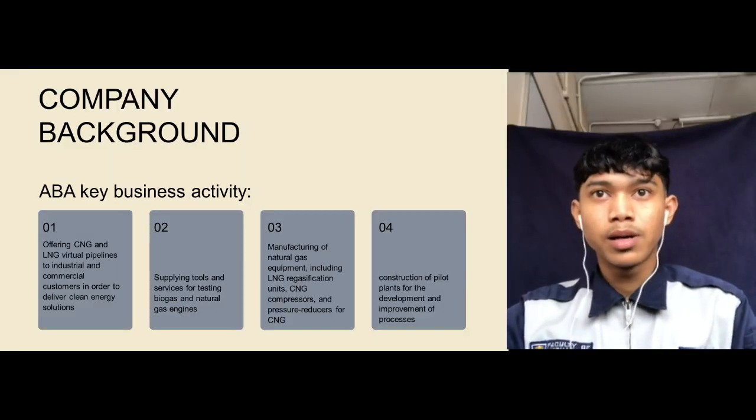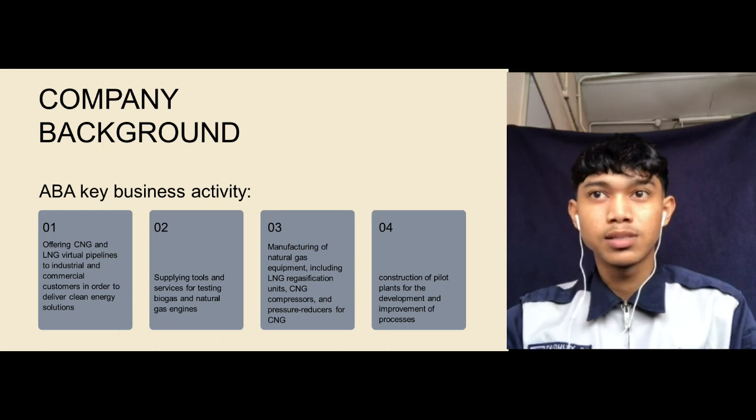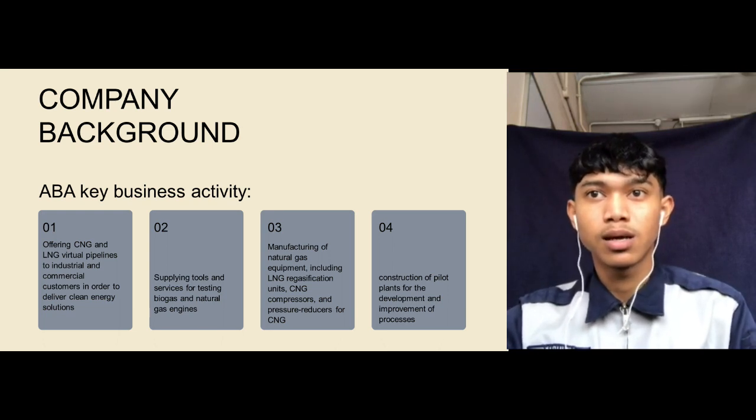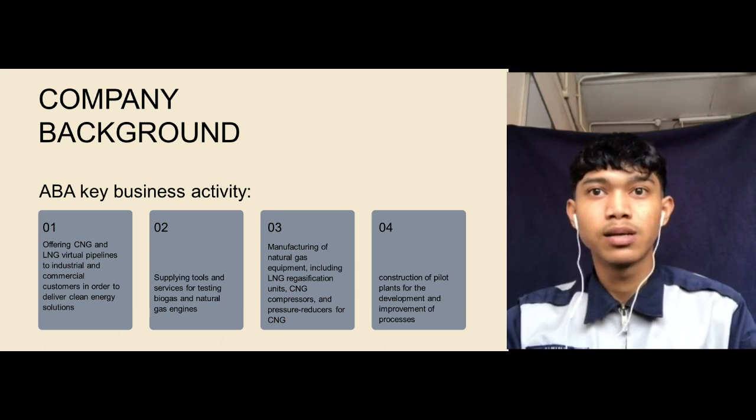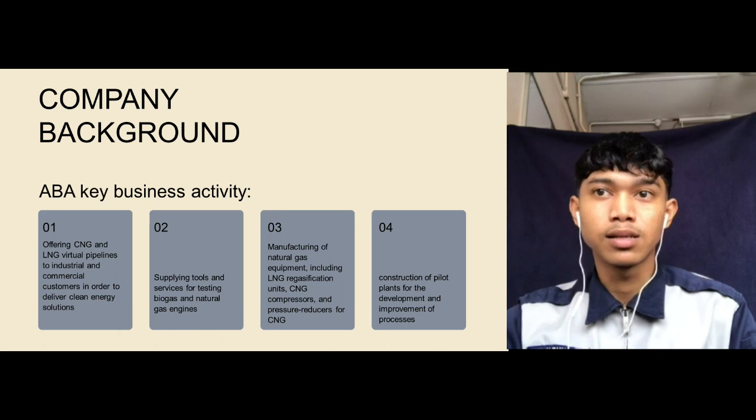Next is the company background. The goal of ABA Gas Technologies SDN BHD is to supply goods and services to the natural gas markets. ABA was established in 2005. Since its founding, ABA has been developing cutting-edge goods and services for the natural gas distribution, compressed natural gas (CNG), liquefied natural gas (LNG), and natural gas for vehicles (NGV) sectors in both domestic and international markets.